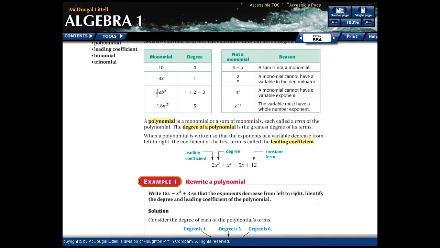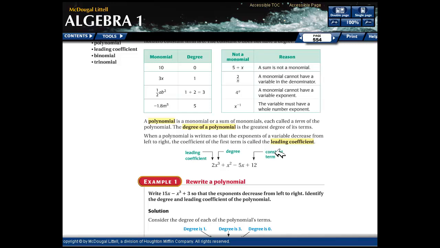Now, polynomial means that you've got multiple monomials added together. And each monomial is called a term. So then you talk about even the degree of a polynomial, the greatest degree of its terms. So just like what we talked about before, you've got x cubed, so that's a third degree term, second degree term, first degree term, 0 degree term because it does not have any exponents.